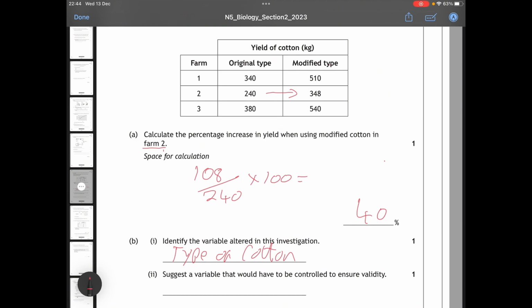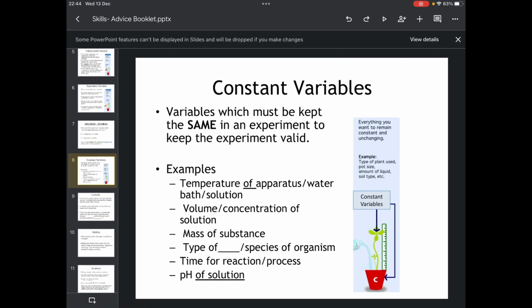From our list, we could talk about pH. Now it wouldn't be pH of solution. In this example, it would be pH of soil, because that's what we grow the plants in the fields. We could also look at the one there that says time. Again, it would be time for reaction or time for process. It would be time for plants to grow. We need to give them time to grow so we can see how the mass has changed, how the yield has changed. Okay, so there's lots of good examples.